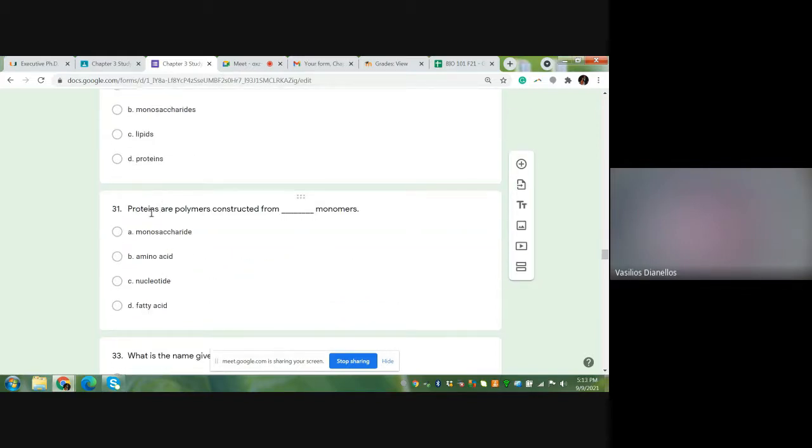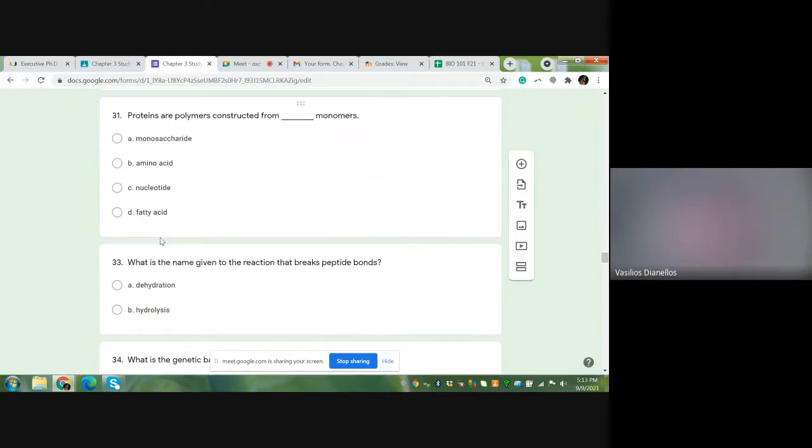Here's something you do need to know. What are proteins made of? They're made up of amino acids, just like I said. So the answer to 31 is B, amino acids. It's not monosaccharides because that's what makes up carbohydrates. It's not nucleotides because that's what makes up nucleic acids. And it's not fatty acids because that's what makes up triglycerides. Any questions about 31?